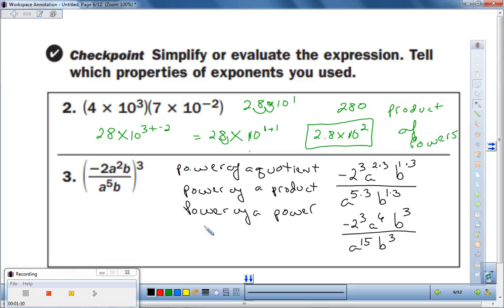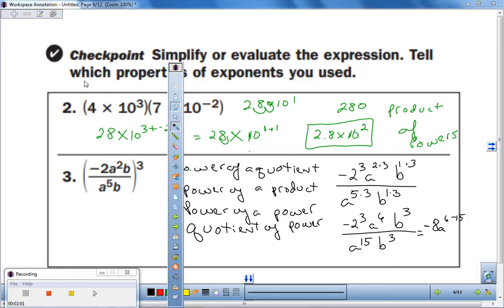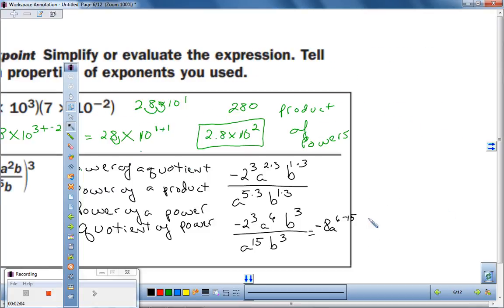And then finally we're going to use the quotient property. Now when we do this, we're going to end up subtracting the exponents. Okay, -2 to the third power. I'm going to go ahead and deal with that. -2 to the third power is going to give us -8, because it's -2 times -2, which would be +4, times -2 gives us -8. Then just to go through the process, it's a to the 6 minus 15. Then b to the 3 minus 3.